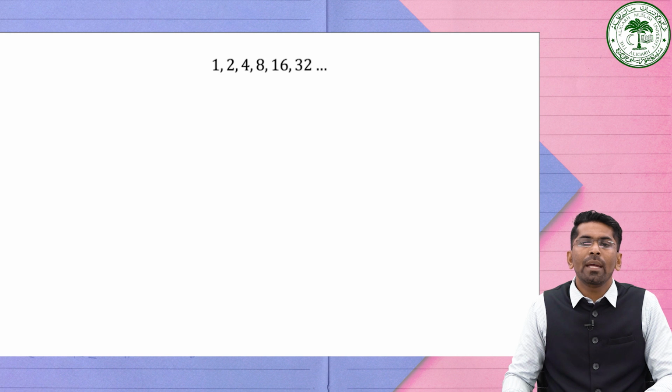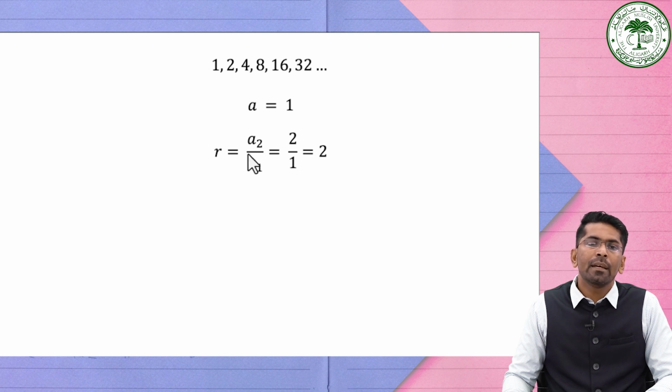Now we have a given example of a series: 1, 2, 4, 8, 16, 32. This series is known to be a geometric progression. Why is it so? Because we will check it. The first term of this series is 1. We denote the first term, the initial term, by a, which is equal to 1. And the common ratio, denoted by r, is the ratio between two successive terms. Here we have a1, a2, a3, a4.